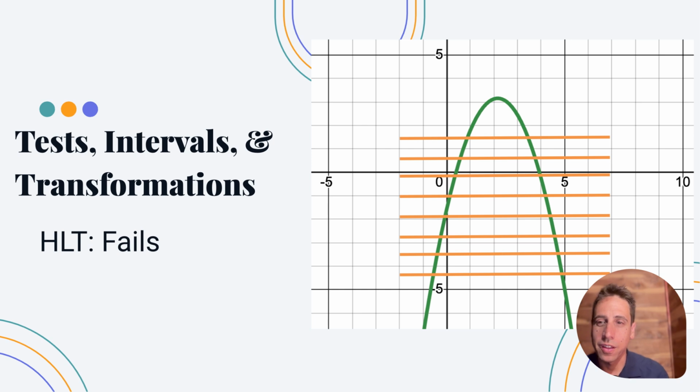The horizontal line test, it fails that. It fails because horizontal lines drawn go through more than one point. And so therefore it fails. And we know that this function, we can't consider this what we might call a one-to-one function. And in chapter 6, what that means is that the inverse will not be a function.